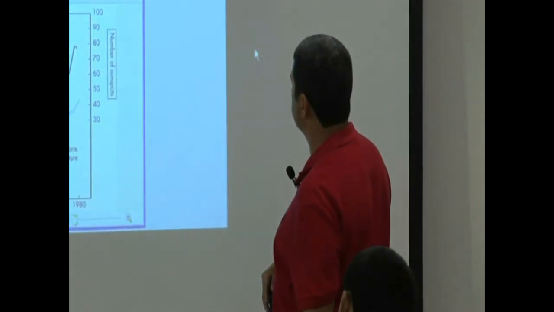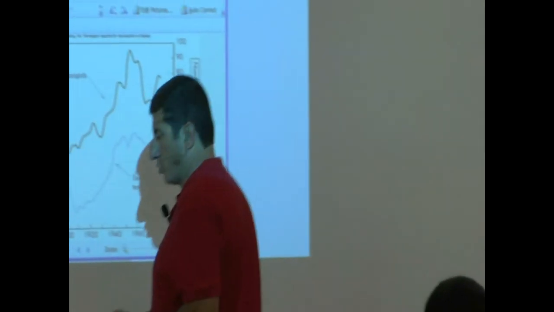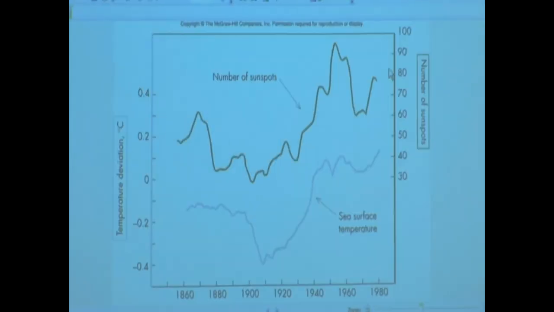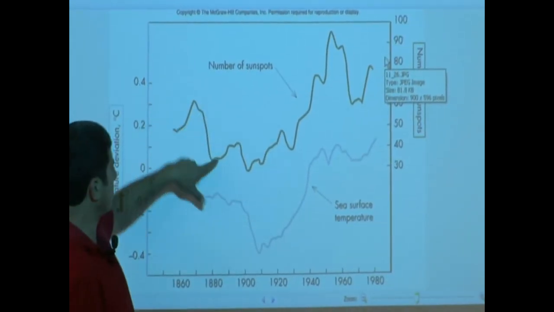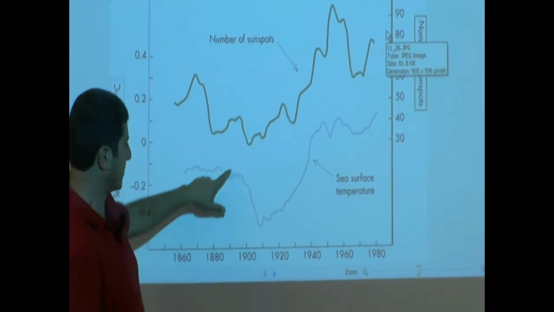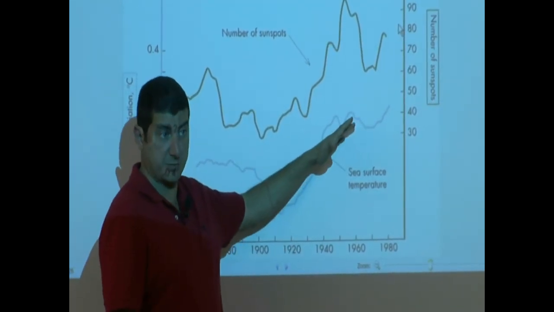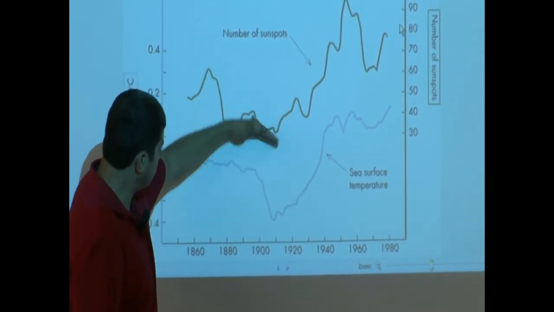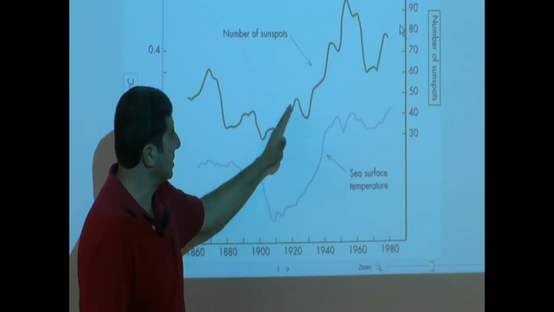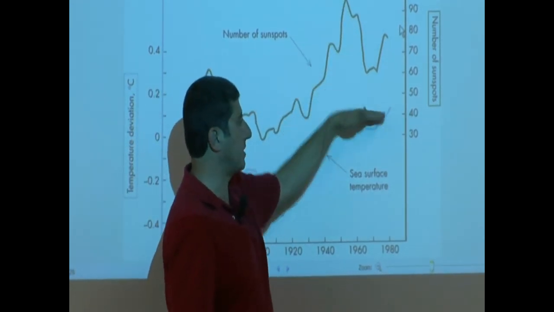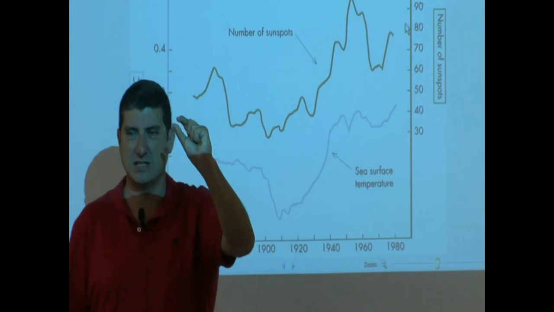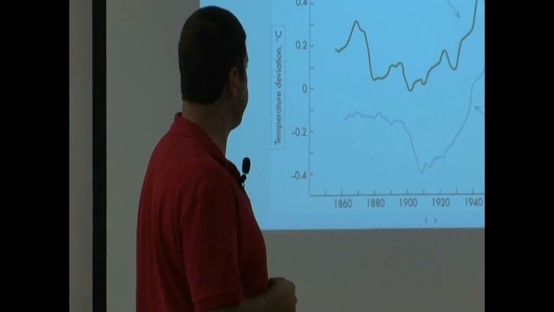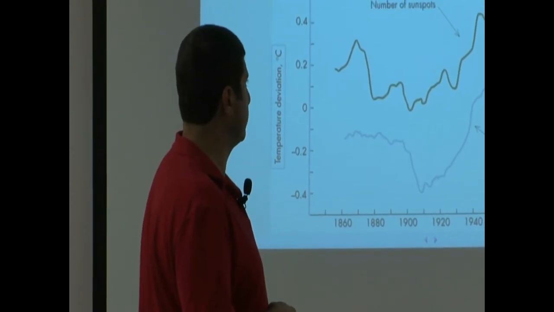Oh, this is another interesting graph too. What they do is they show you the correlation between the number of sunspots on the sun and the sea surface temperature on the earth. This has been pretty well documented. When the sun is less active, the sea temperature goes down. If the sun is more active, the sea surface temperature goes up by a tad bit. But it is noticeable, you see? So the climate on Earth is definitely affected by what the sun is doing.